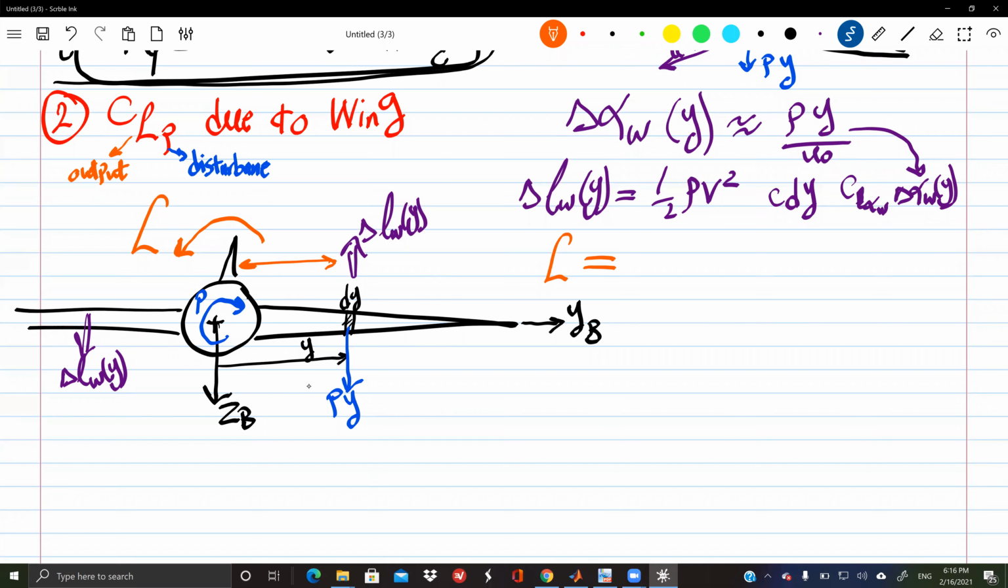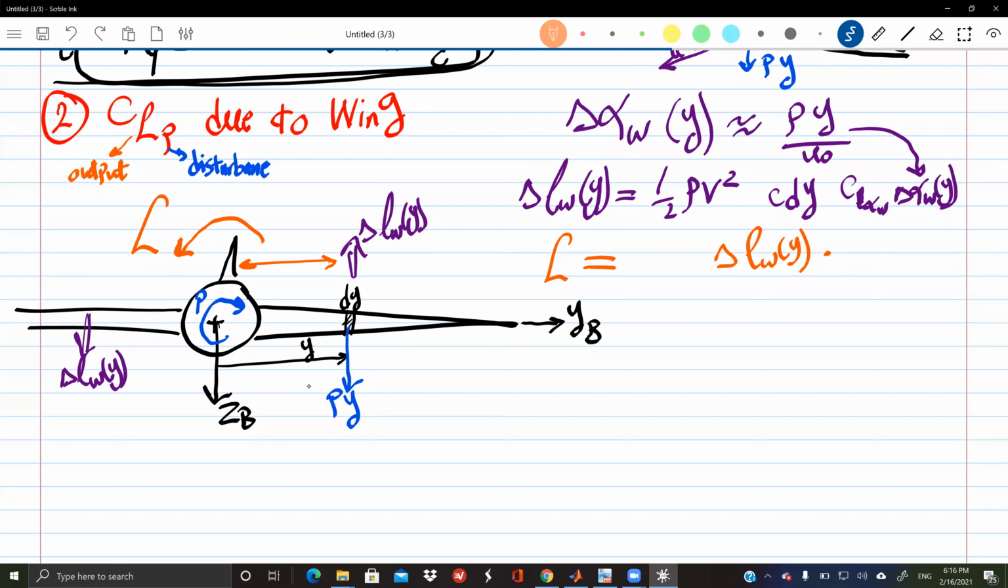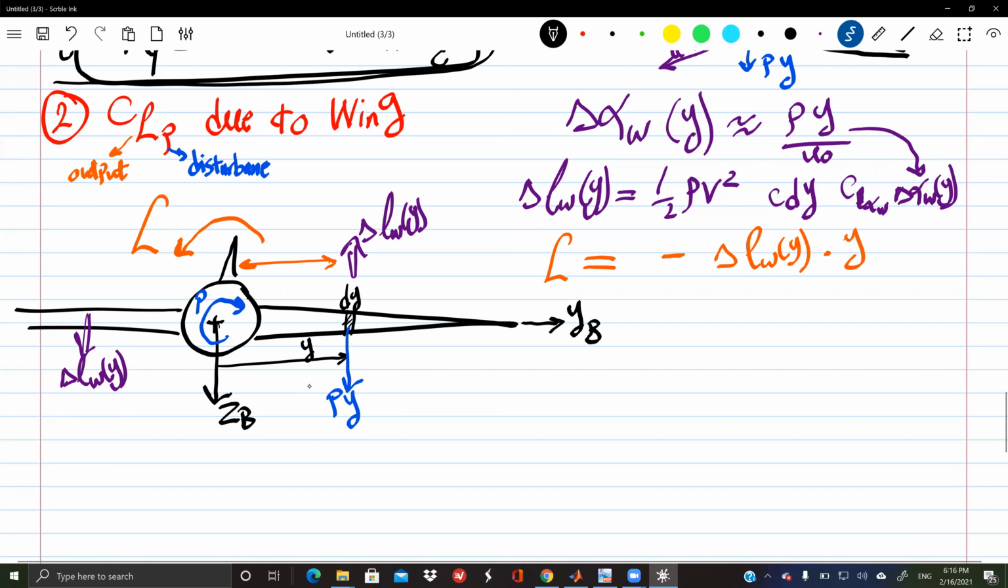So what is L from this sketch? It is the change in the lift force, this Y, times the moment arm. Can anyone suggest what the moment arm is? Exactly, and it's negative. So let's simply substitute and we're done. So the lift is, I'm sorry, the rolling moment is negative 1/2 rho v squared.